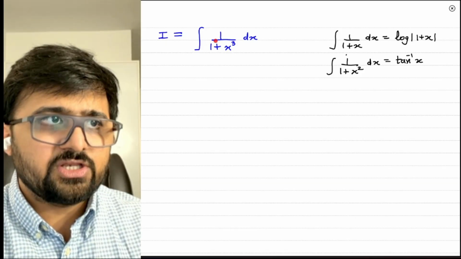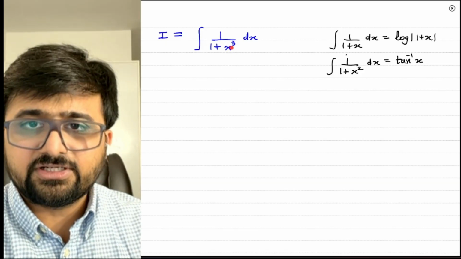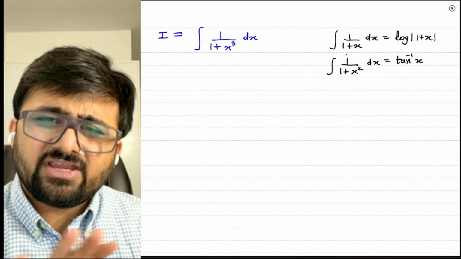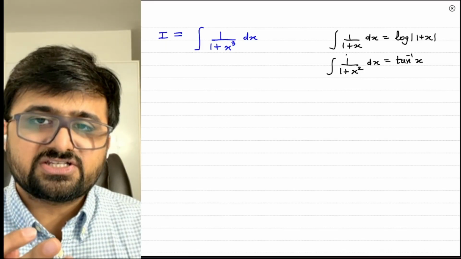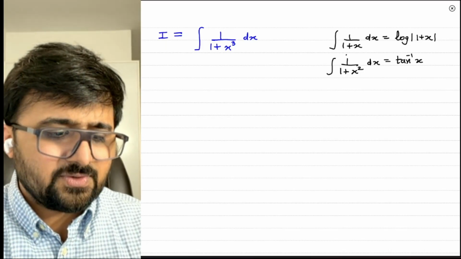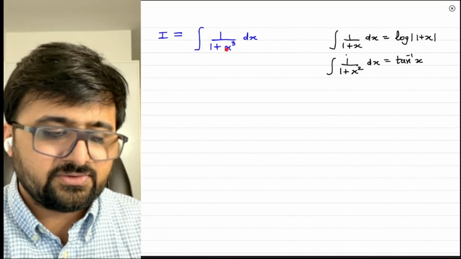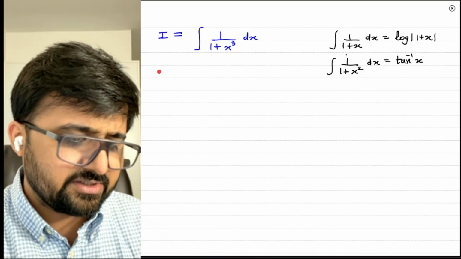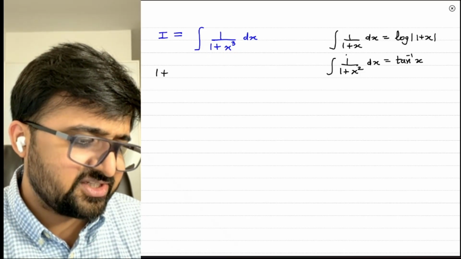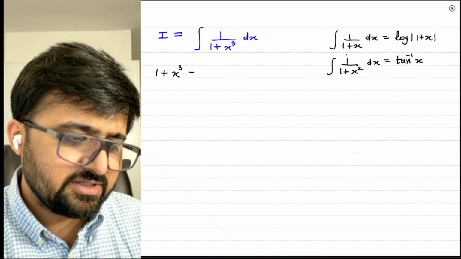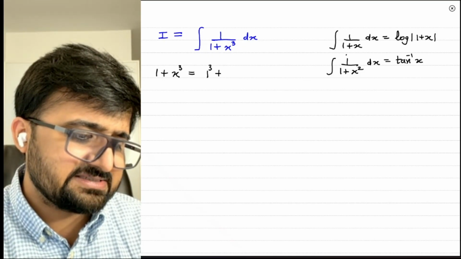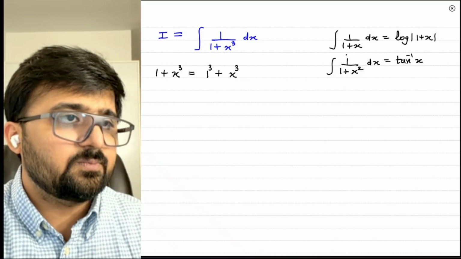This is just like polynomial over polynomial, and the power of the denominator is 3. Let's see if we can use partial fractions. Partial fractions can only be used if you can factorize the denominator. Let's see if we can factorize the denominator. We know that 1 plus x cube can be written as 1 cube plus x cube.